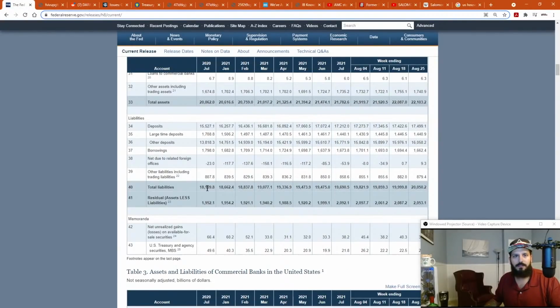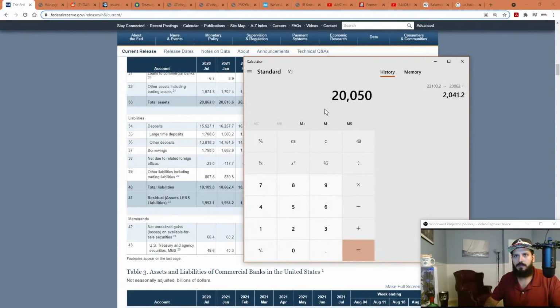Let's take a look at their total liabilities. That was 20.050, and they had 18.109 trillion, and that increased 1.940, $1,940,400,000. So in order to make the difference between this, they had to increase their liabilities by $1.94 trillion.